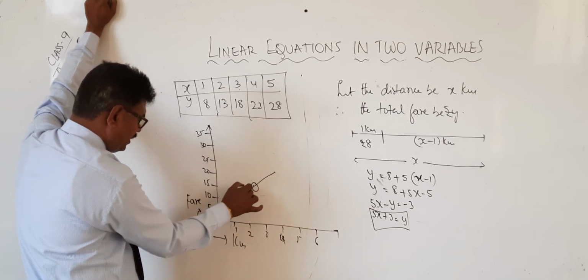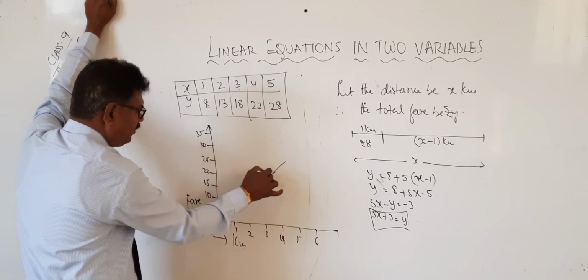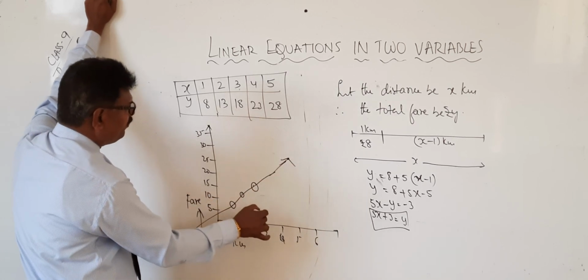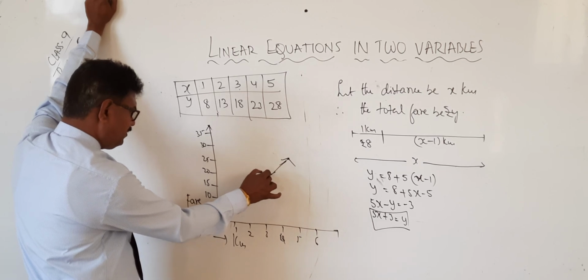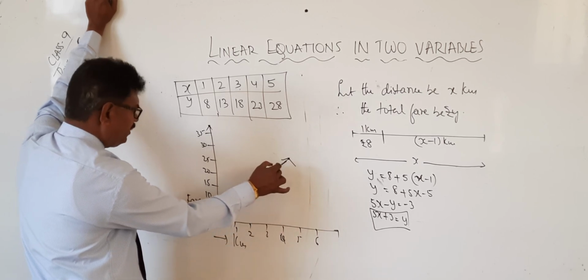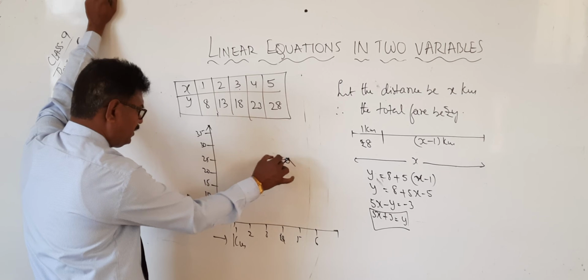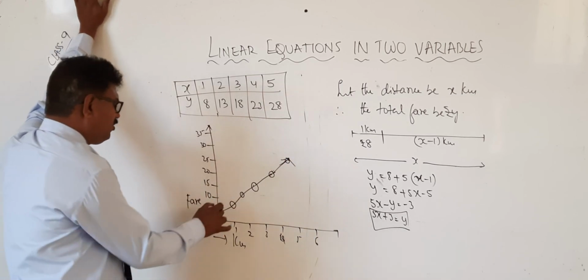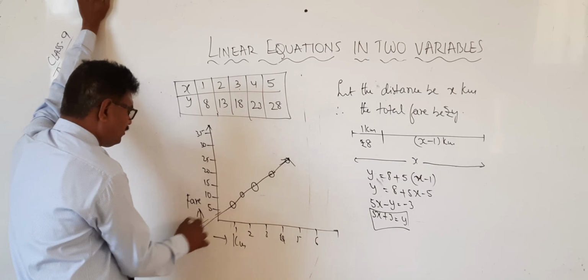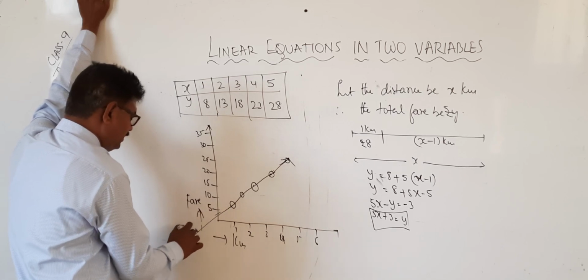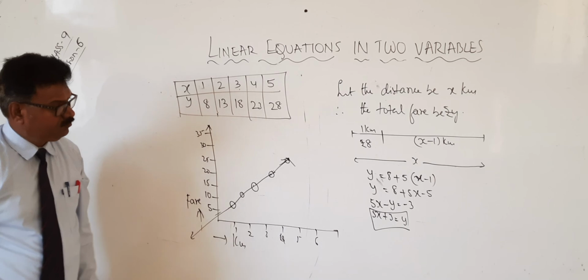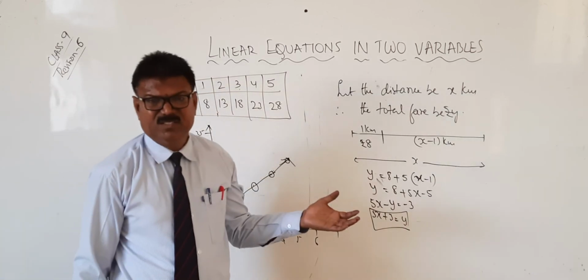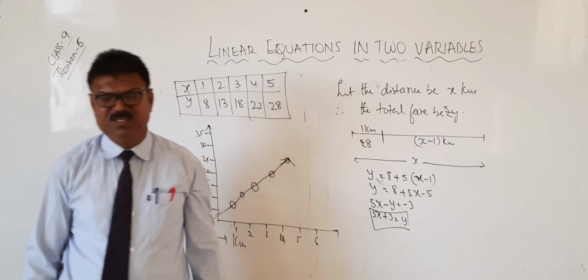So like this. Approximately it will become a straight line. Okay? Fourth kilometer 23. Fifth kilometer 28. Like this. Okay? So it will become a straight line. So how many marks? Maybe 3 marks or maybe sometimes 2 marks. Okay? Please take down.